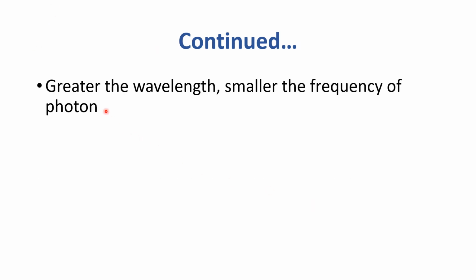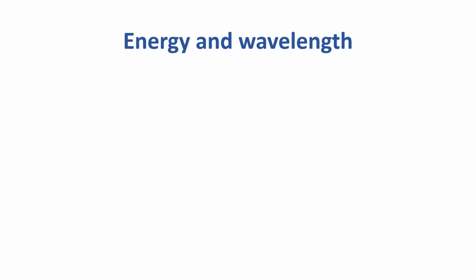So greater the wavelength, smaller the frequency of photon, because they are inversely proportional. अगर एक चीज greater है तो दूसरी चीज smaller होगी. So E equals to hc over lambda. जब हमने equations में values put की, we will get E equals to hc over lambda. Let's see the relation between energy and wavelength.